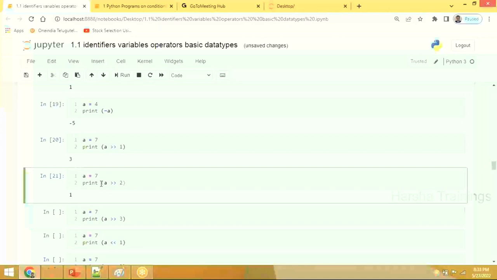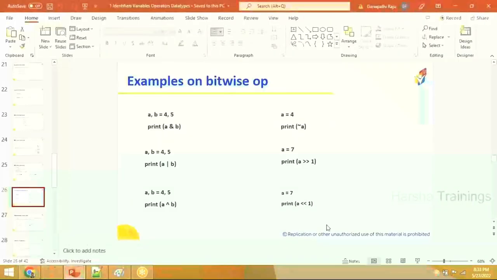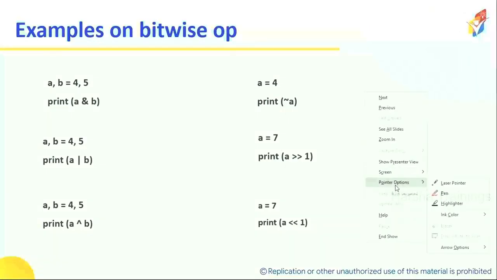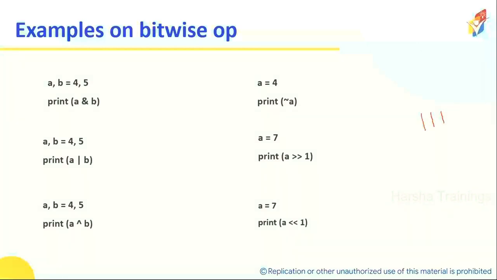So shall I go for left shift? Now, how can we do left shift operation? Once again, here I have taken 7 as 0111. 0111 is called as 7. Now, I wanted to do left shift of 1. Whenever I do left shift of 1, you simply add 1 zero here and remove this value.